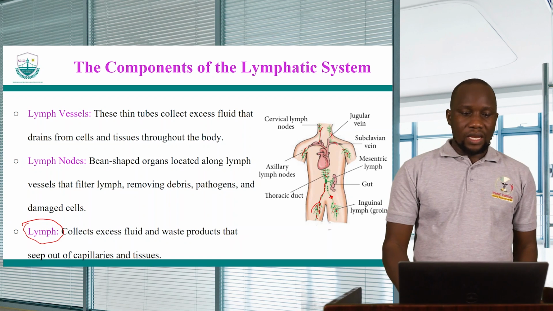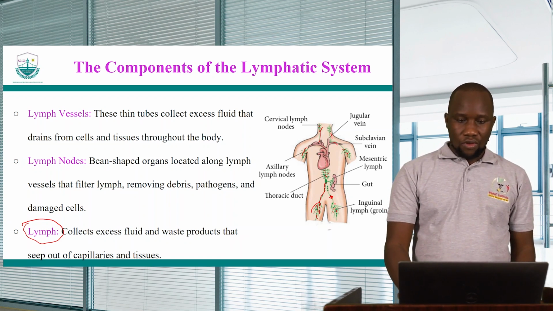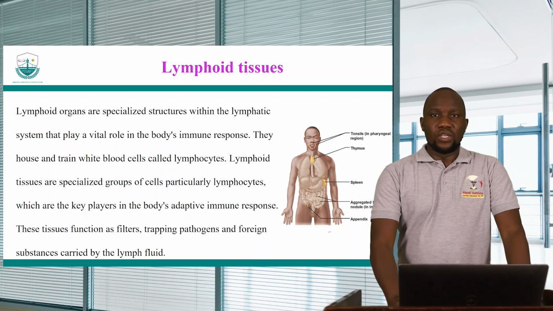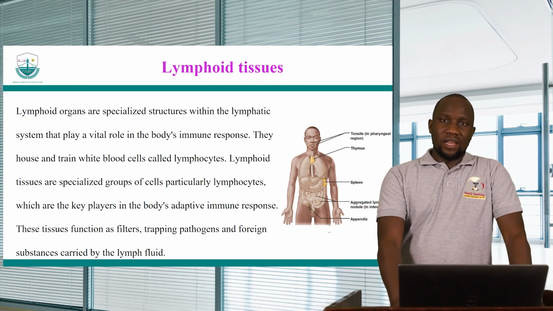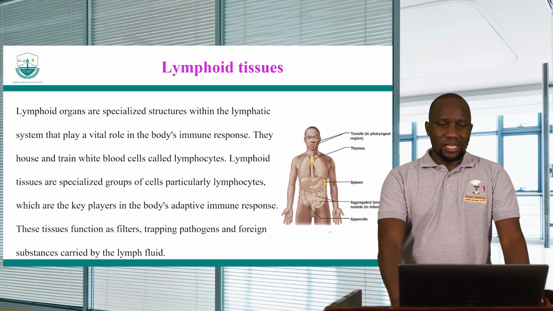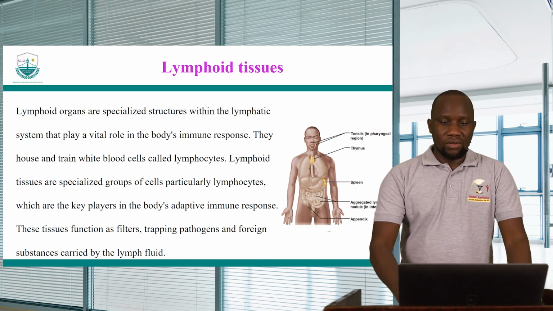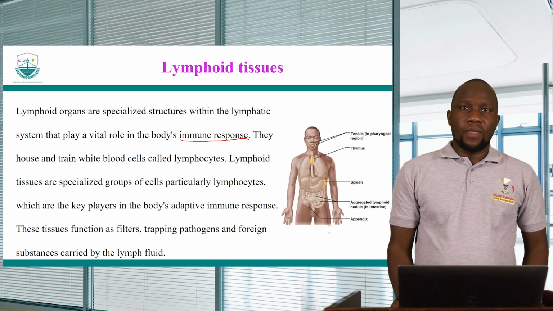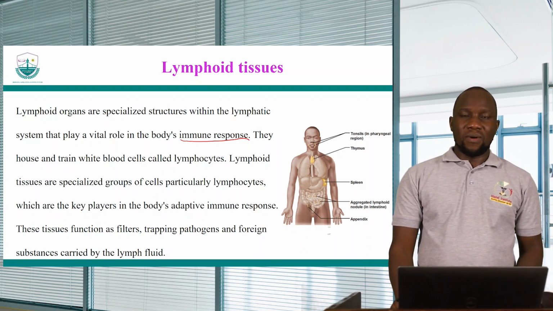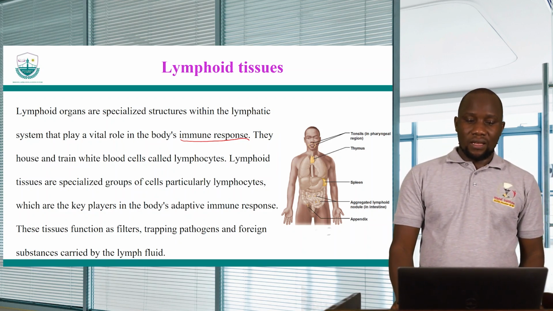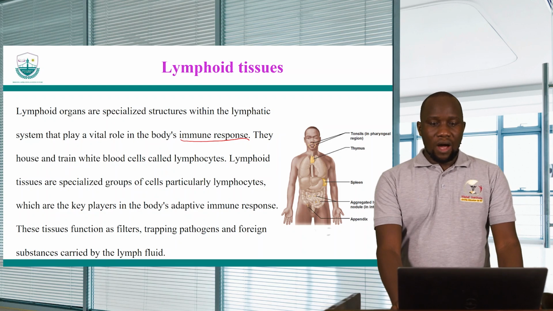Okay, so those are the lymph nodes, and then we move to what we earlier termed the lymphoid organs, which have lymphoid tissues in them. They are very specialized structures that are found within the lymphatic system. They play an important role in the immune response. Okay, so when the body is invaded by pathogens, which are disease-causing organisms, these organs help in dealing with these pathogens. Okay, so how do they deal with them?